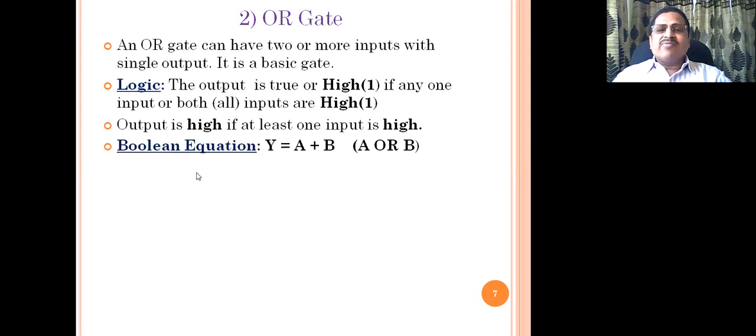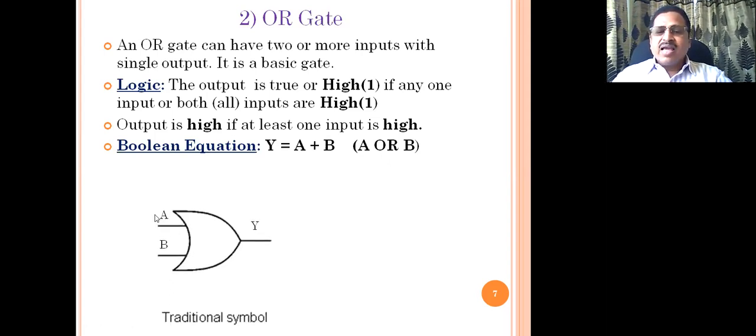The Boolean equation that represents the OR operation is given in this form: Y equals A plus B. You must not read it as A plus B. You must read it as Y equals A OR B, where plus represents the logical OR operation.